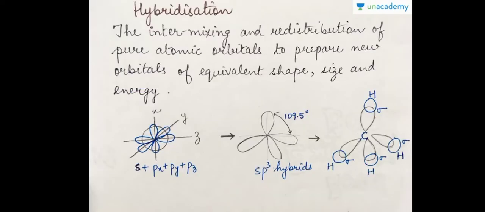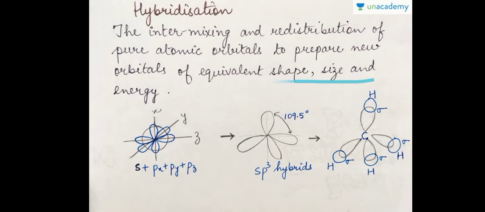The next topic that we'll be going through is hybridization. I've already discussed this in the chapter Chemical Bonding and Molecular Structure, so let's just have a quick overview of what hybridization is. Hybridization is the intermixing and redistribution of pure atomic orbitals to prepare new orbitals. The new orbitals that are prepared would have equivalent shape, size and energy.